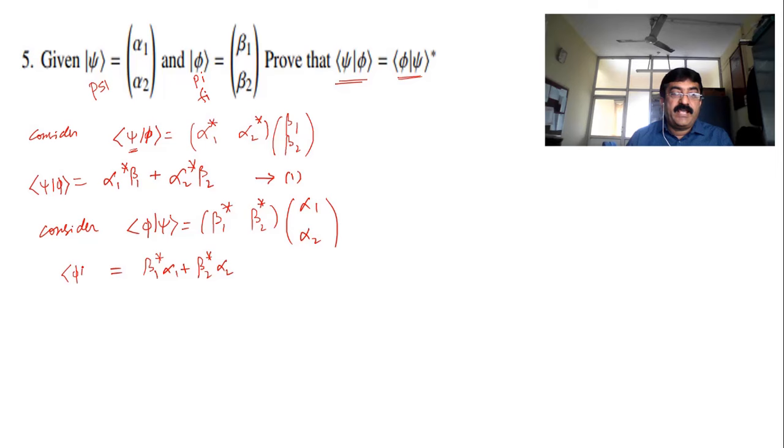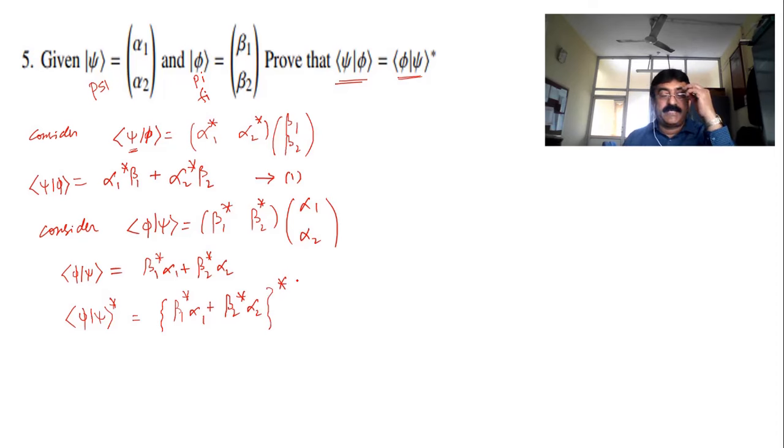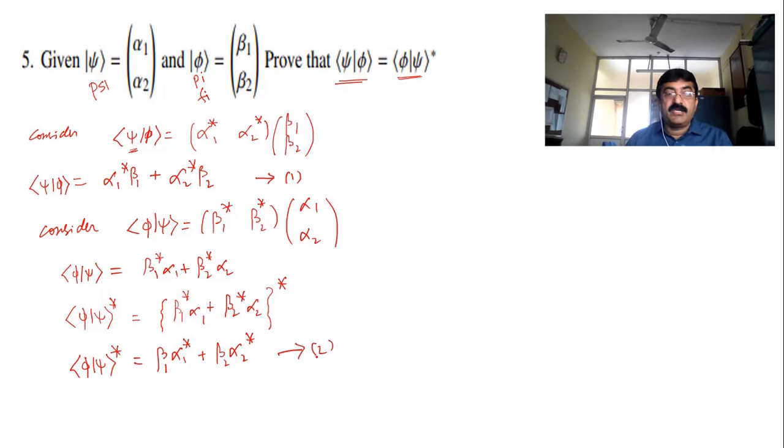This is the inner product of phi and psi. Now I go for the complex conjugate of this. That means beta 1 star alpha 1 plus beta 2 star alpha 2, take the complex conjugate. So what happens, see, beta 1 complex conjugate of the complex conjugate becomes beta 1 only. Next alpha 1 becomes alpha 1 star, beta 2 becomes beta 2, alpha 2 becomes alpha 2 star. So this is the complex conjugate of phi psi. Call this equation number 2.